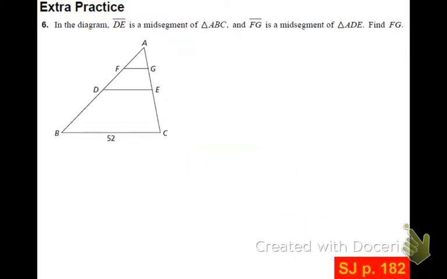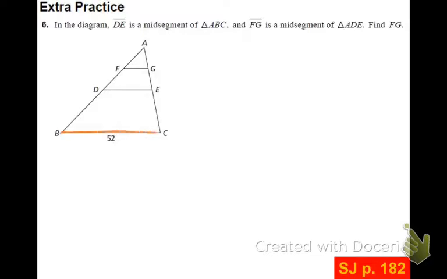Number 6, we're almost finished. In the diagram, DE is a midsegment of ABC. So DE is a midsegment of the outer triangle. FG is a midsegment of triangle ADE. Find FG. So basically we have a midsegment of a midsegment. It's like Inception, but not really.